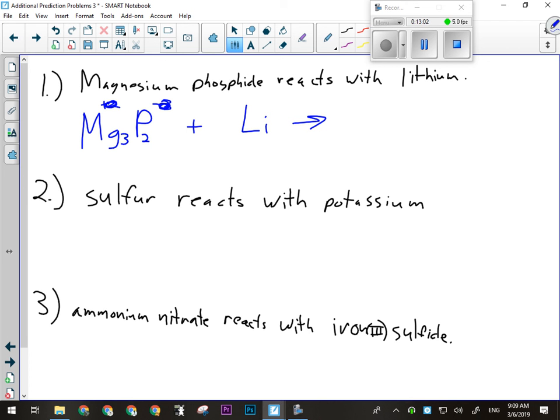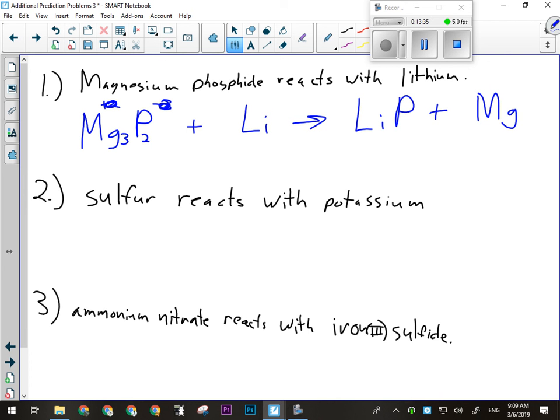All right, what kind of reaction am I looking at here? Jeremy, what kind of reaction is this? Single replacement. Okay, so this is a single replacement reaction, and my element is a metal. So lithium is going to switch with magnesium. All right, so that means lithium ends up in the compound with phosphorus, and magnesium ends up alone.